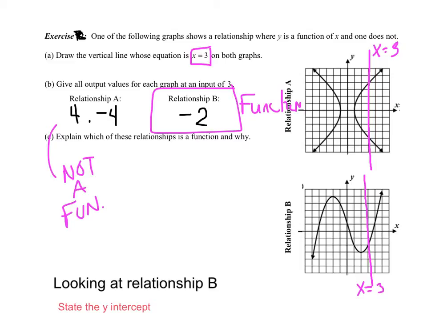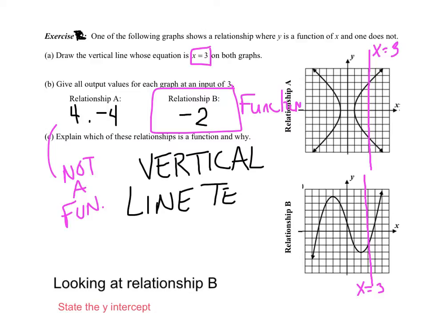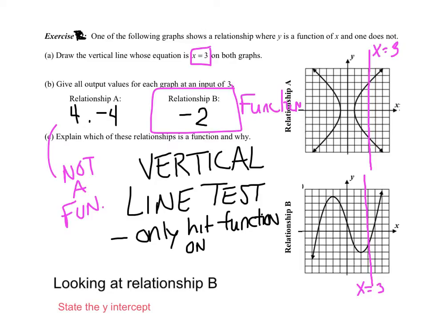Now, back in algebra, you probably talked about something called the vertical line test, and let's go ahead and get that in there, in your notes. So this is a quick and easy way to tell if you're given a graph if you have a function. The vertical line test says your vertical line can only hit the function once. And again, this vertical line hits twice, so it's not a function. This vertical line hits once, so it is a function.